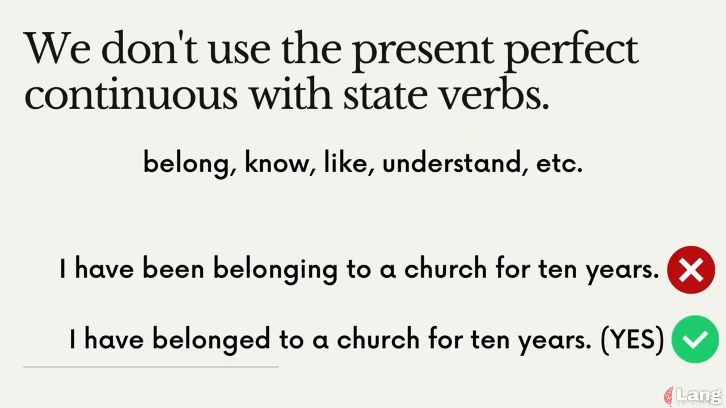We don't use the present perfect continuous with state verbs. What are state verbs? State verbs are verbs that describe a state of being and not an action. For example, belong, know, like, or understand. The first one is not correct. I have been belonging to a church for 10 years. If we're using the state verb, we should simply use the present perfect. I have belonged to a church for 10 years. So state verbs are often not used with continuous tenses.